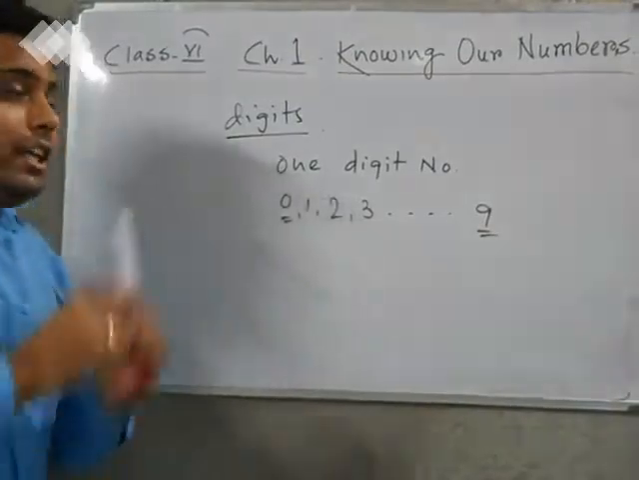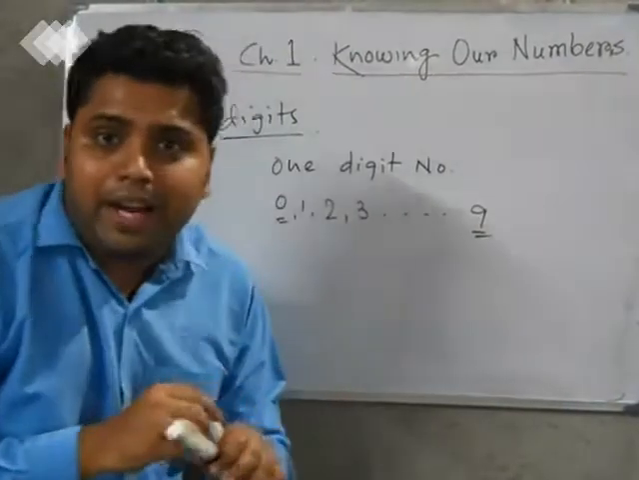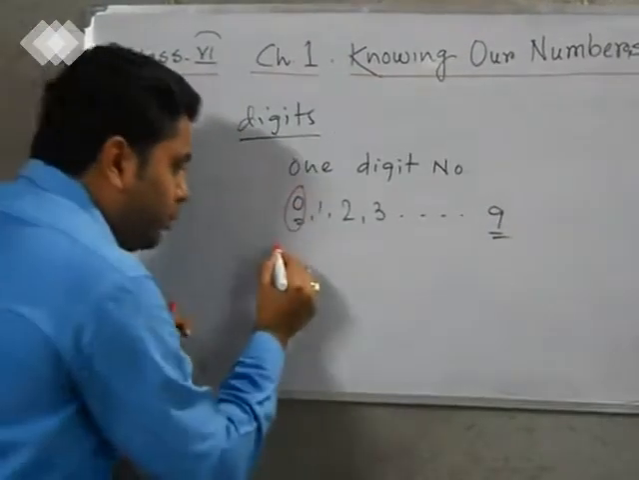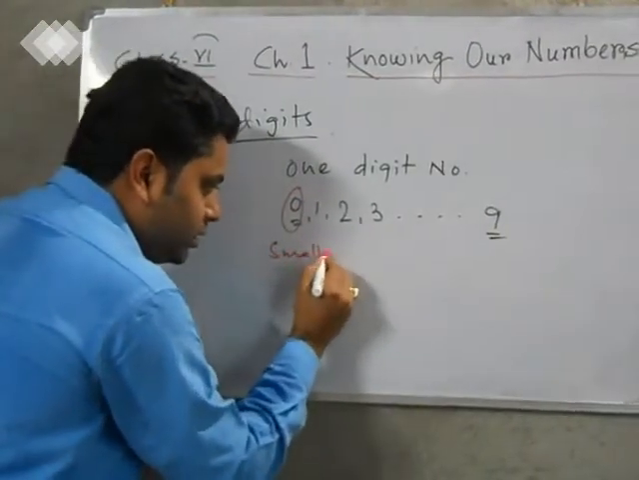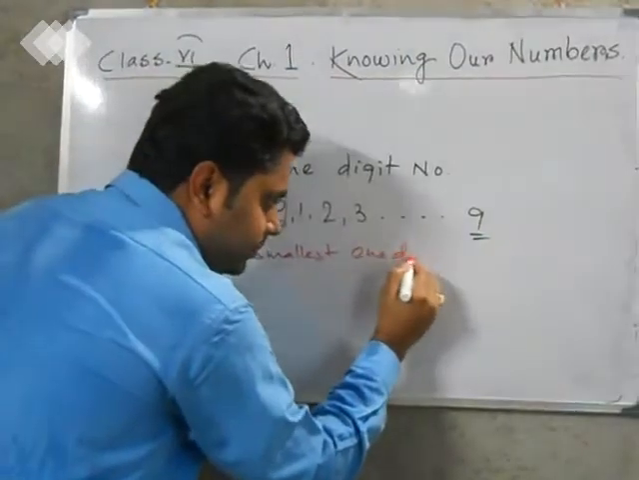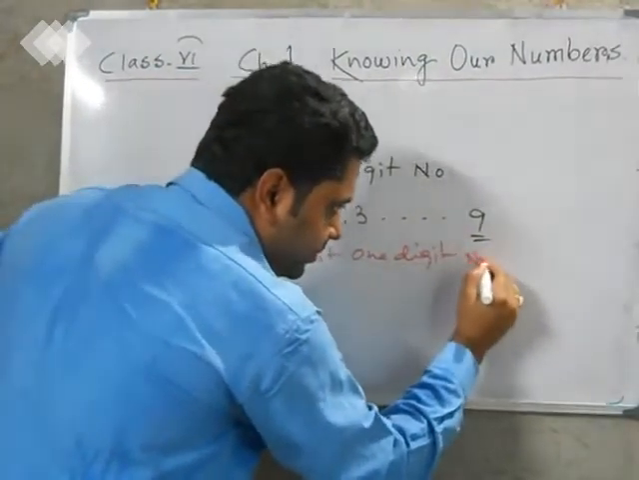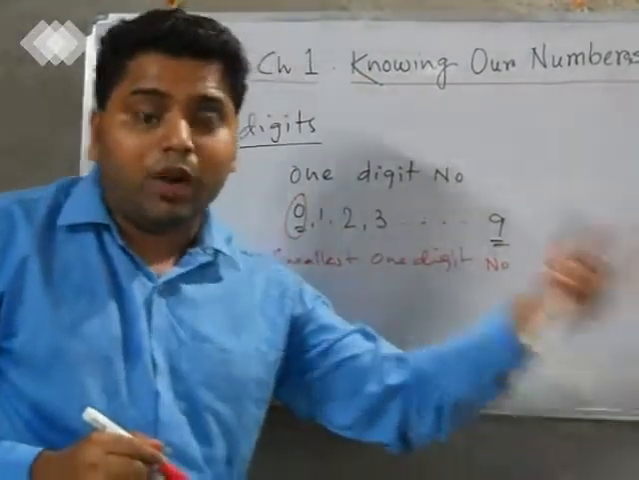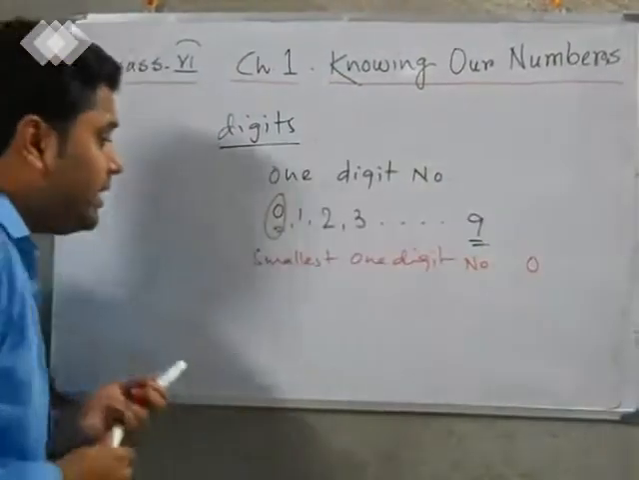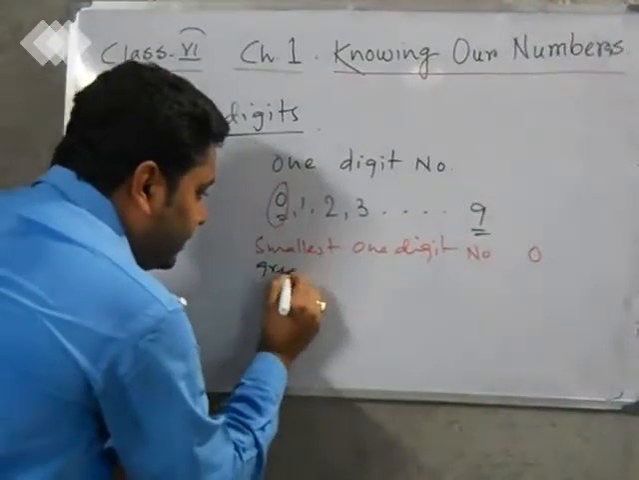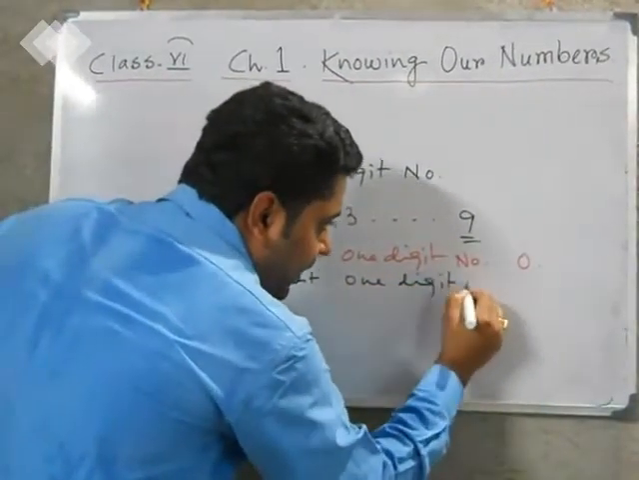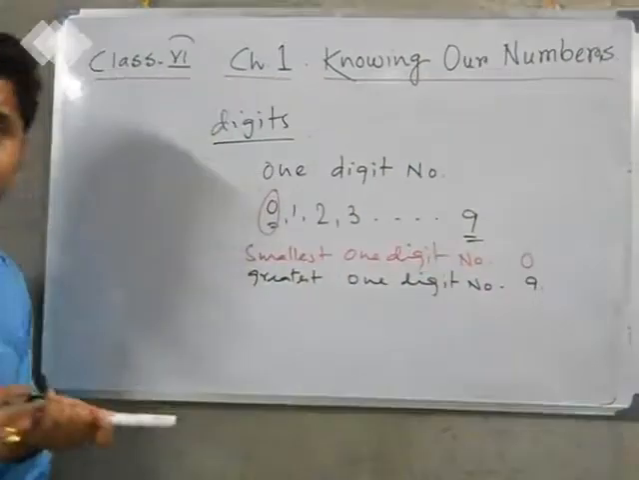So what is the smallest one digit number? The smallest one digit number is 0. And what is the greatest one digit number? The greatest one digit number is obviously 9.